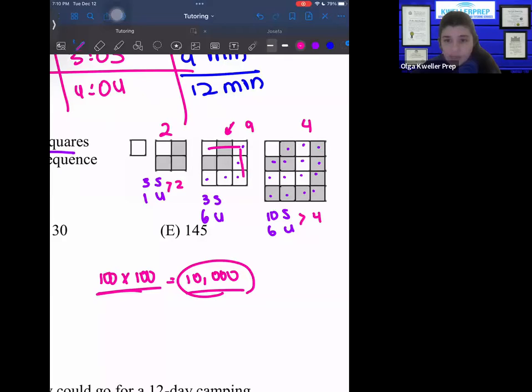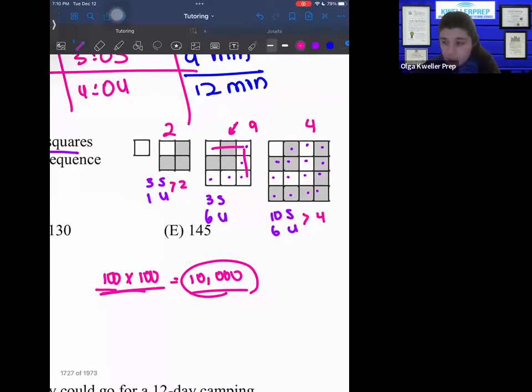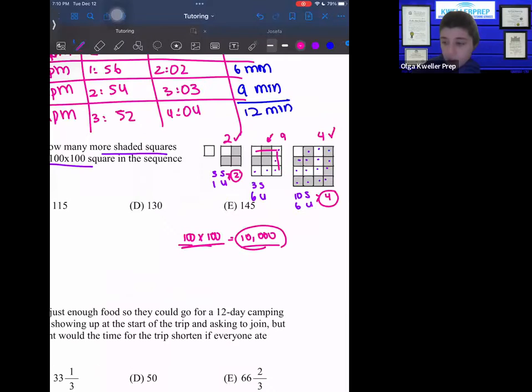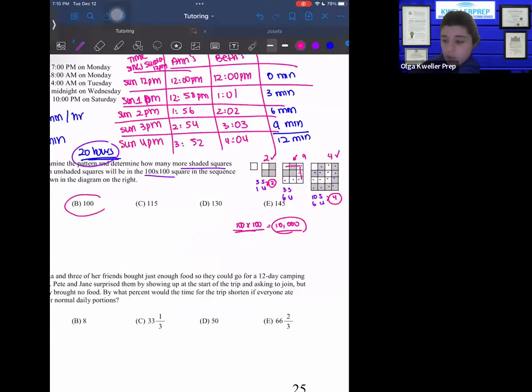So basically, what that means is once we get to the 100 by 100, we would expect 100 more squares that are shaded compared to unshaded. Because it seems like the pattern is the difference is 2 and we're at square number 2. The difference is 4, we're at square number 4. So at 100, our answer would be 100.